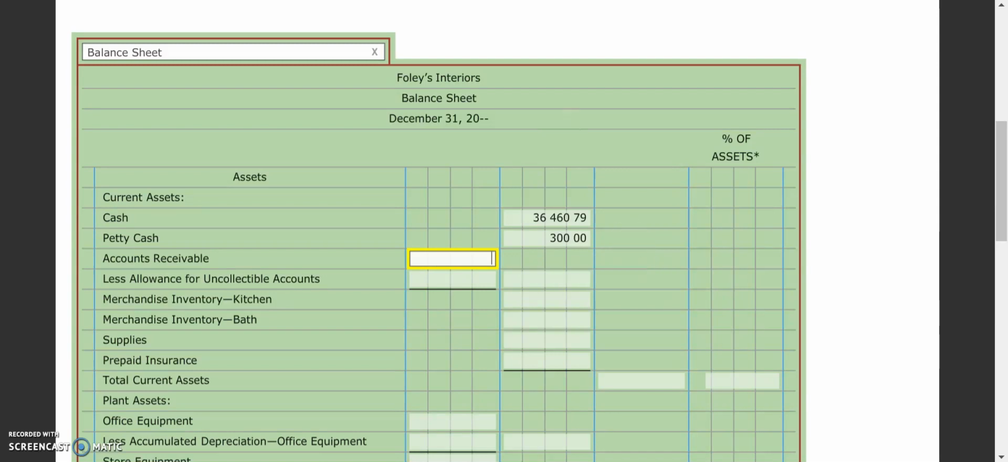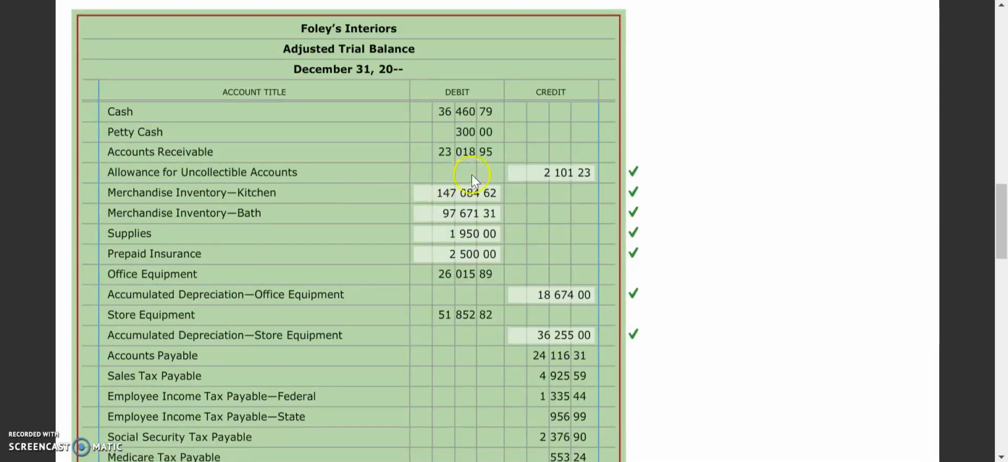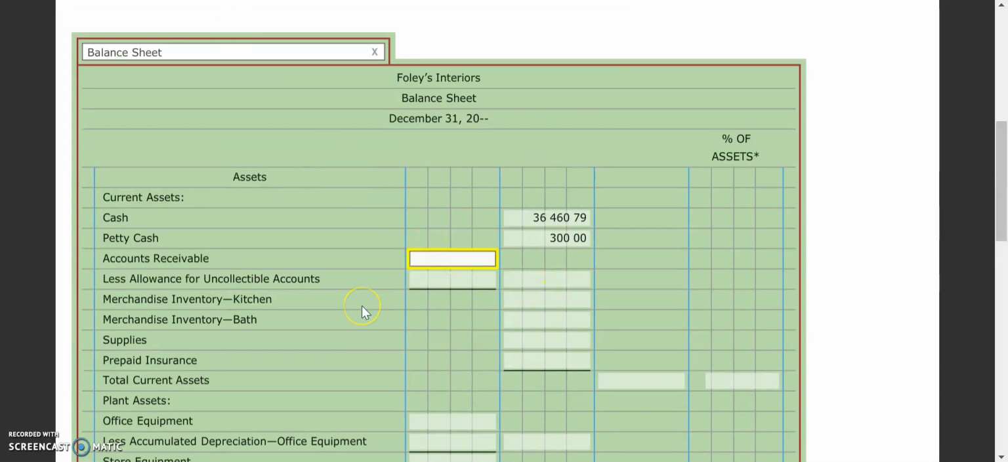Remember, with accounts receivable, we're going to have our amount, and then we also have our allowance for uncollectible accounts. So we'll have to do a little bit of math here. Our accounts receivable value was $23,018.95, and then our uncollectible accounts balance was $2,101.23. So that means that our balance in our accounts receivable account would be the difference between those two. So that would be $20,917.72.